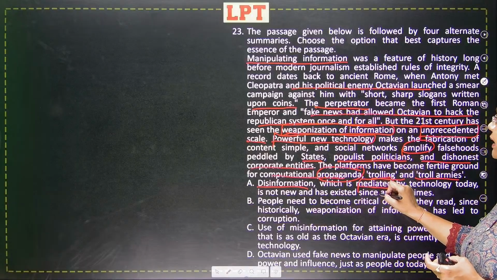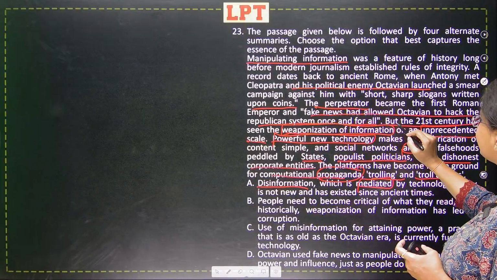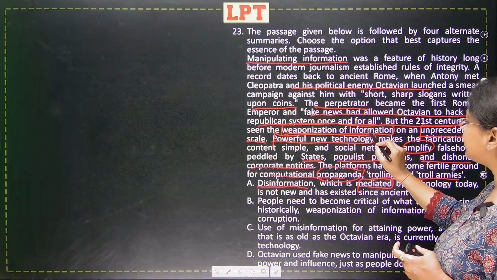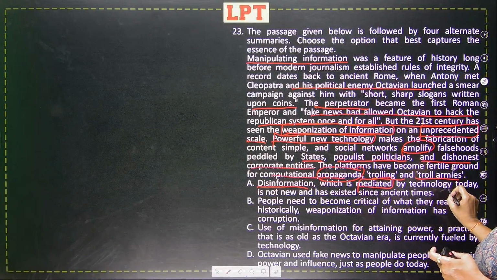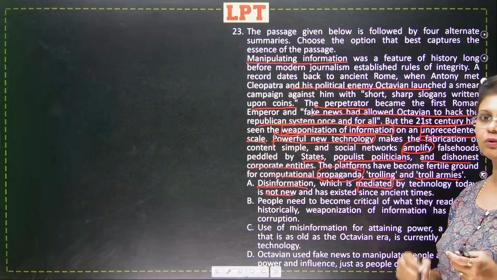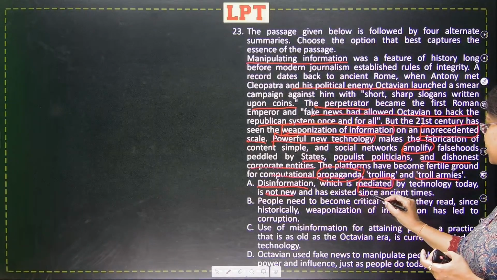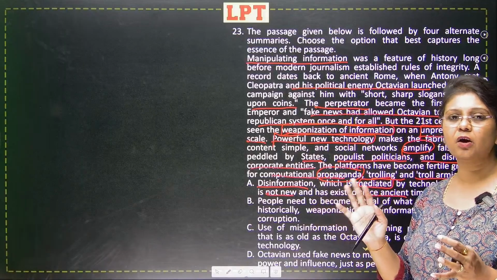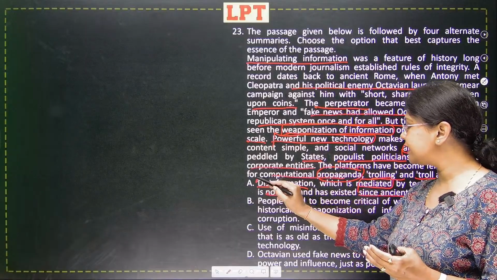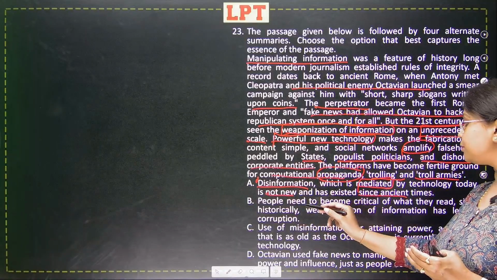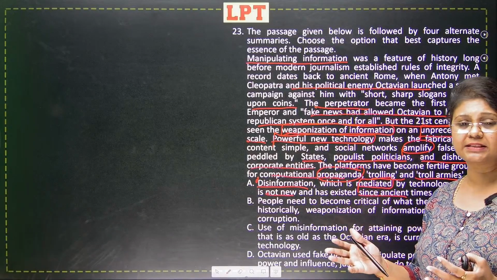Now this says mediated, and we have used the term here in terms of technology, which is weaponization of information, which is powerful new technology. Mediated by technology today is not new. So okay, it does mention the fact that it is not new and has existed since ancient times. So this is slightly on the lower side in terms of how accurately it presents the facts here. So let us keep it aside. The second one says people need to become critical of what they read. So this is not what the passage wants to say.